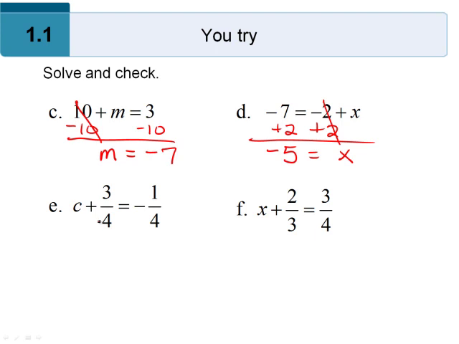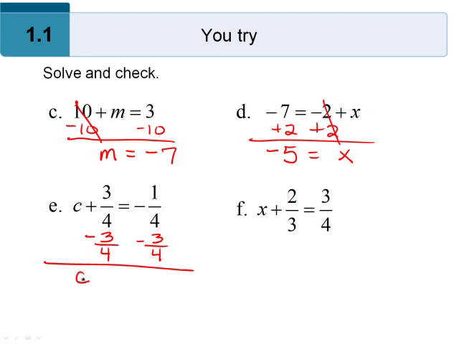Now, on letter E, we have fractions again. So we need to get rid of 3/4. Since it's addition with the 3/4, I'm going to use subtraction. The only nice thing about this problem is that when you get over here on the right-hand side, you have common denominators.